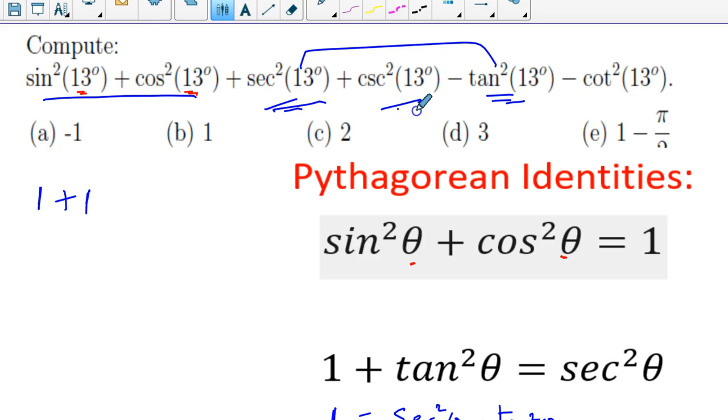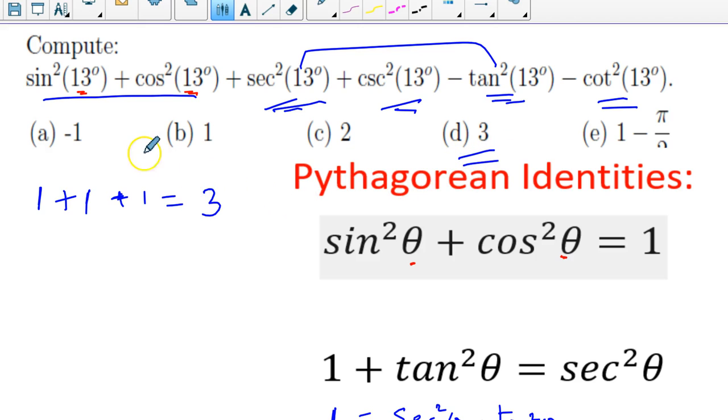Similarly, cosecant square theta minus cotangent square theta, in this case that is 13 degrees, it is just the same angle, is also 1. So what is the result? 1 plus 1 plus 1, that is equal to 3. So 3 is your answer.